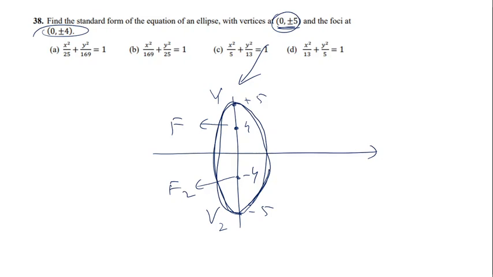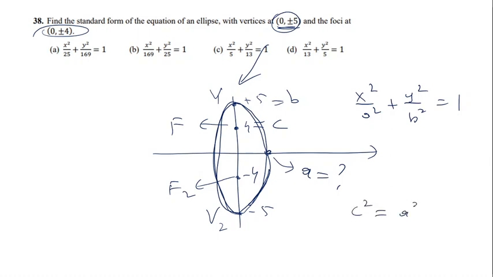Okay, now here we need to write the equation. We need x squared over a squared plus y squared over b squared is equal to 1. And then a has to be here. Okay, we don't know a. This is the problem, and we know b. B is 5. And c is, we know c is 4. So what is the relation between c and a and b?